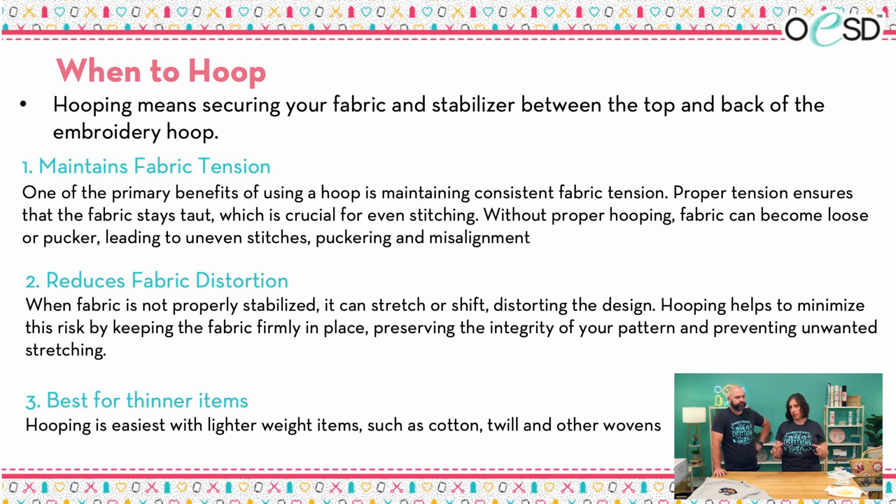When you're putting a lot of stitches into that piece of fabric, the hoop is actually helping keep the fabric where it's supposed to be, so it doesn't draw in. That hooping action keeps things more evenly tensioned. It reduces distortion, again because the fabric isn't sliding around. And it's obviously better for thinner items versus thicker.